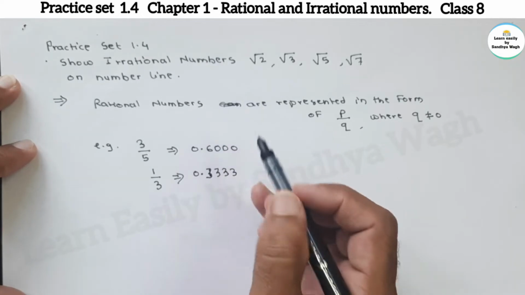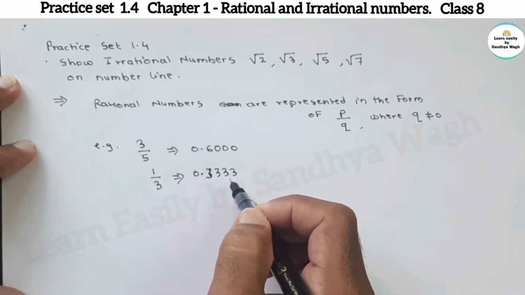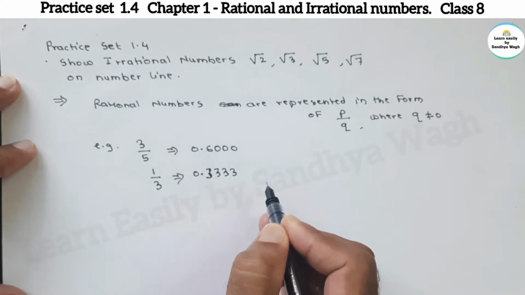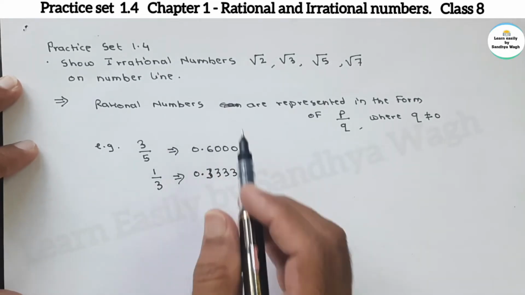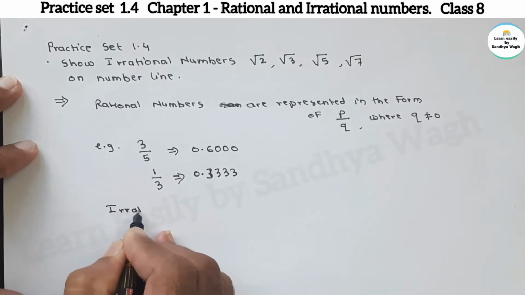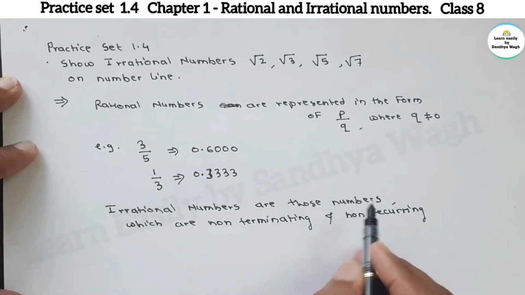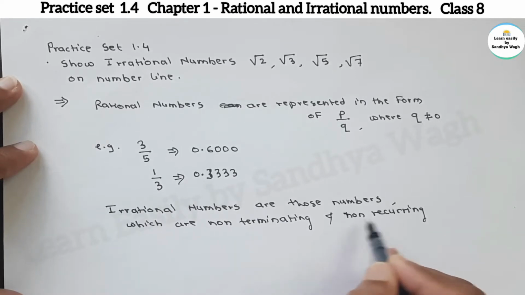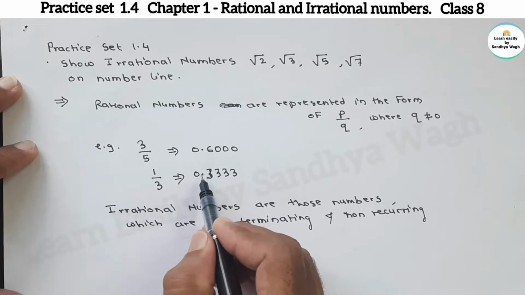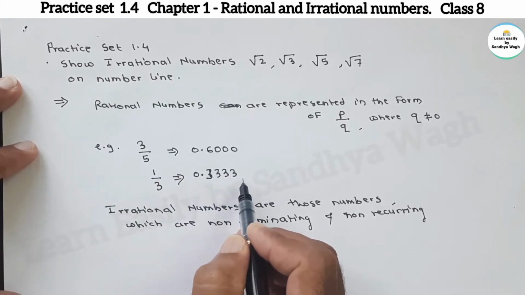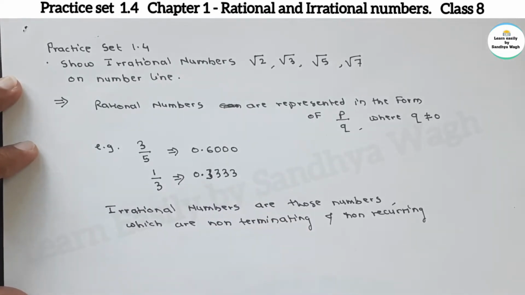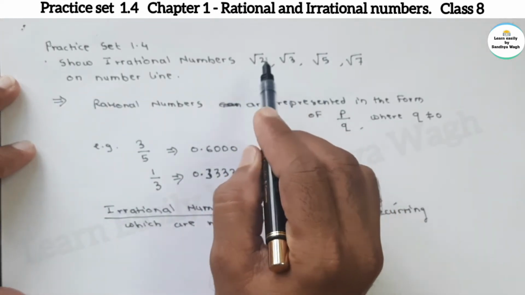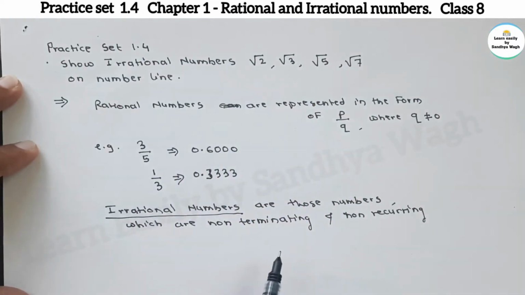Irrational numbers are those numbers which, if we convert to the decimal form, are non-terminating and non-recurring. What are the irrational numbers? These are non-terminating and non-recurring. Means after the decimal point, the numbers are not terminated and also not recurring. So these are the irrational numbers. Root 3, root 5, root 2, root 7 are all irrational numbers.